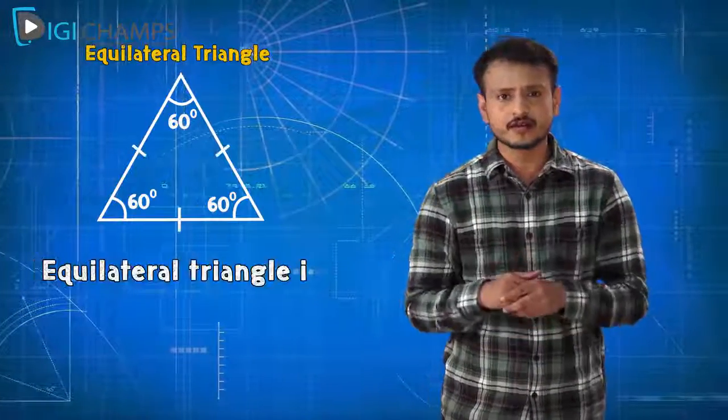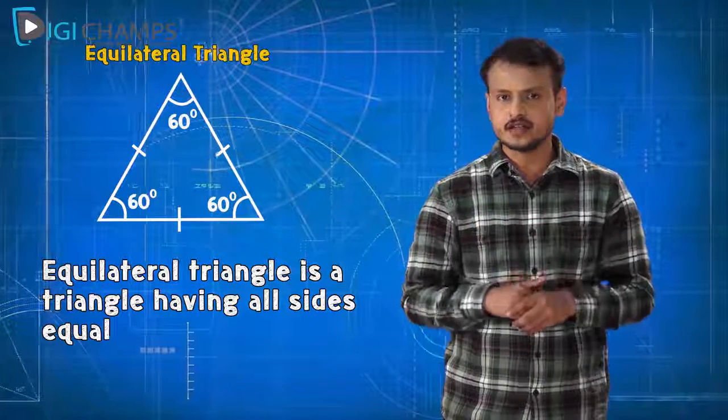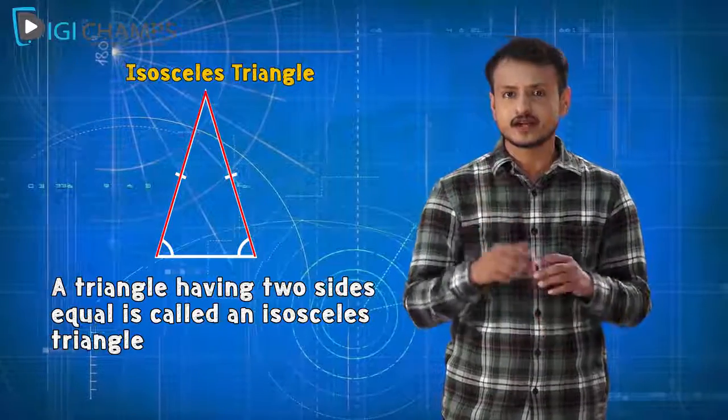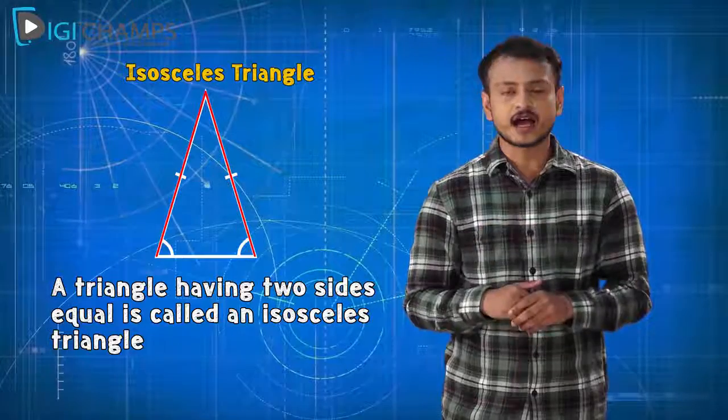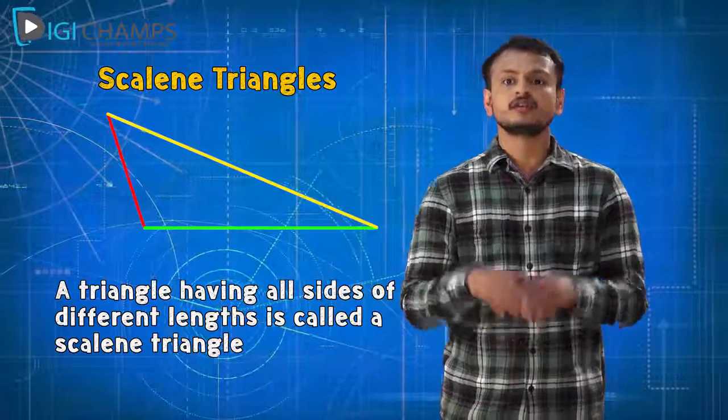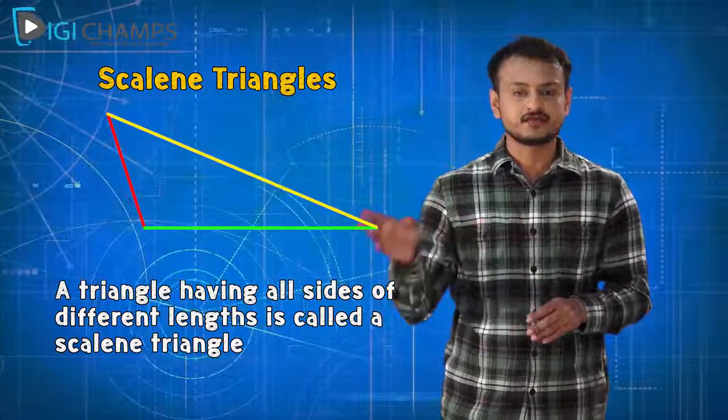Now equilateral triangle is a triangle having all sides equal. So that is known as equilateral triangle. Now there is a triangle having any two sides equal. So that is known as isosceles triangle. And there is a triangle which has all sides of different length. So that triangle is known as scalene triangle.